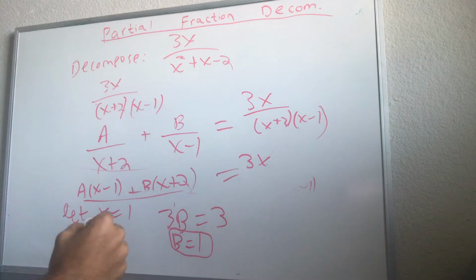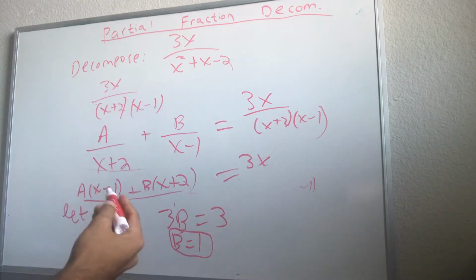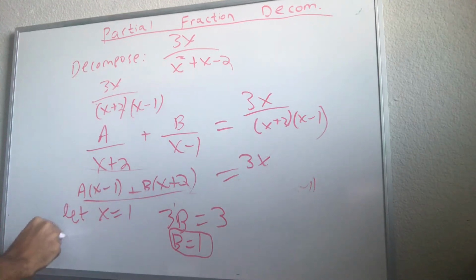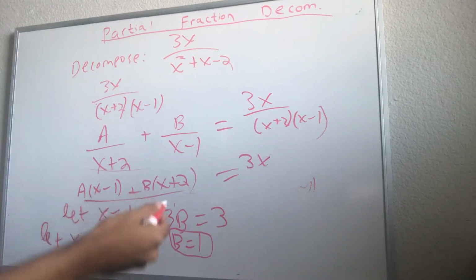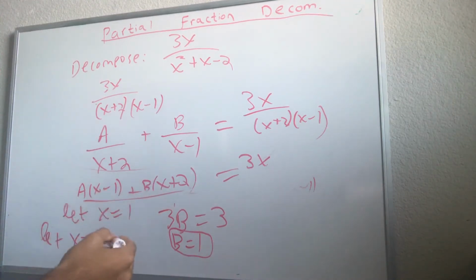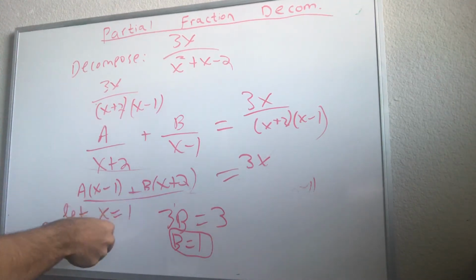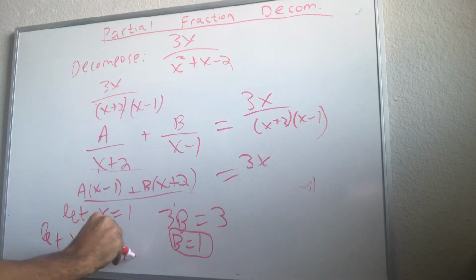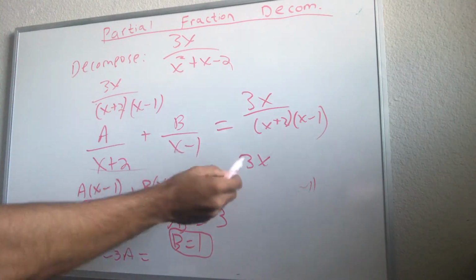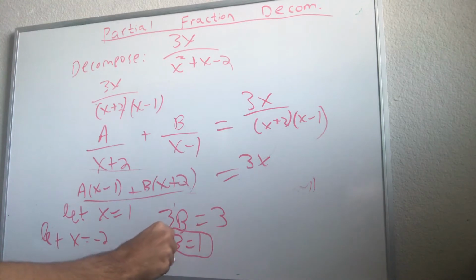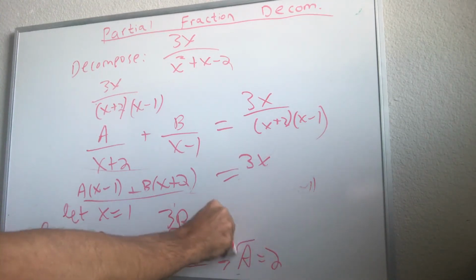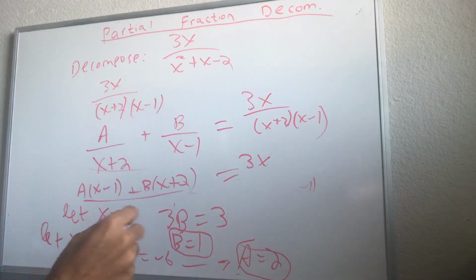And similarly, we have to find a value for a, right? So here we can also say let x be equal to negative 2, because if we do this, clearly the b's go away, because we have negative 2 plus 2, that's 0b, and then we have negative 2 minus 1, that's negative 3a. So we have negative 3a is equal to negative 2 times 3, that's negative 6. So we have a equal to 2. So we know what a is and we know what b is, right?